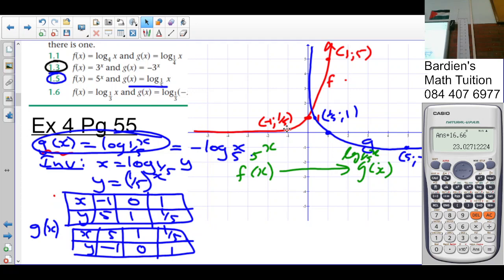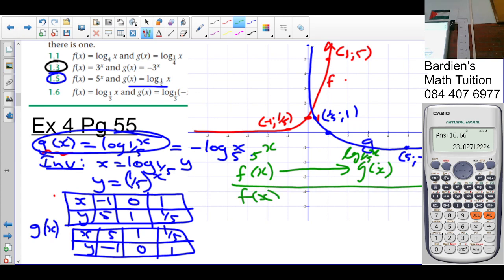Okay, going from an exponential graph to a log graph, what do we know? What would the transformation rule be for moving to the inverse function? We know it's the reflection. So we start off with f of x, f of x is equal to 5 to the x. So you said it's the reflection, reflection in the line y is equal to x.